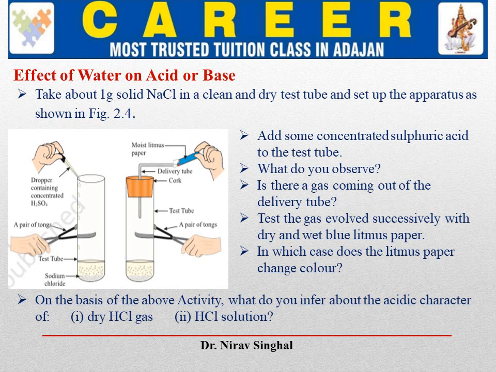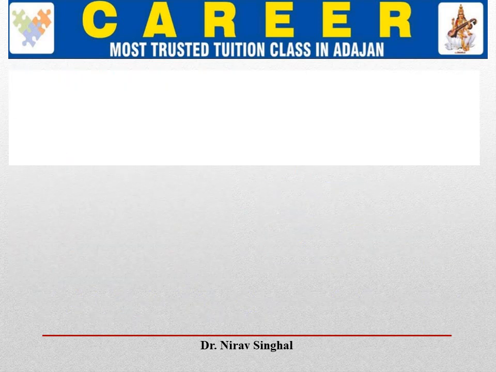So whenever dry HCl gas comes in contact with dry litmus paper, there is no color change. But if HCl solution, which contains H plus ions, comes in contact with the litmus paper, then it changes the color of the litmus paper from blue to red. So this indicates that water is necessary for any acid to release its H plus.